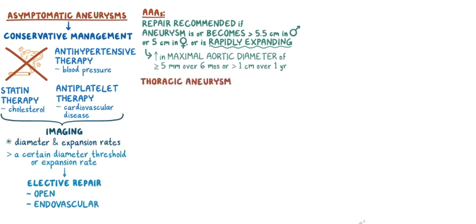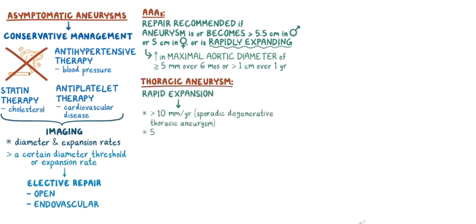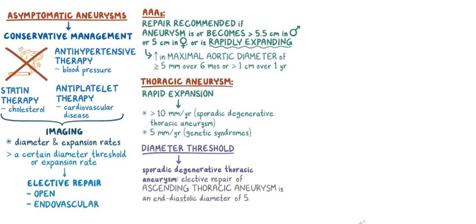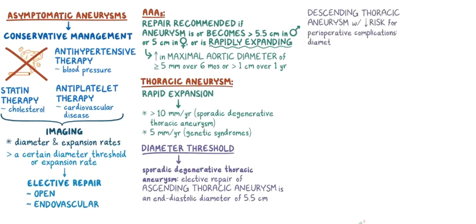For thoracic aneurysm, rapid expansion is defined as more than 10 millimeters per year for those with sporadic degenerative thoracic aneurysm, and 5 millimeters per year for those with genetic syndromes. Regarding diameter threshold for those with sporadic degenerative thoracic aneurysm, the threshold for elective repair of ascending thoracic aneurysm is an end diastolic diameter of 5.5 centimeters, while that of a descending thoracic aneurysm with a low risk for perioperative complications is with a diameter of 5.5 centimeters, and for higher risk individuals, it's 7 centimeters.